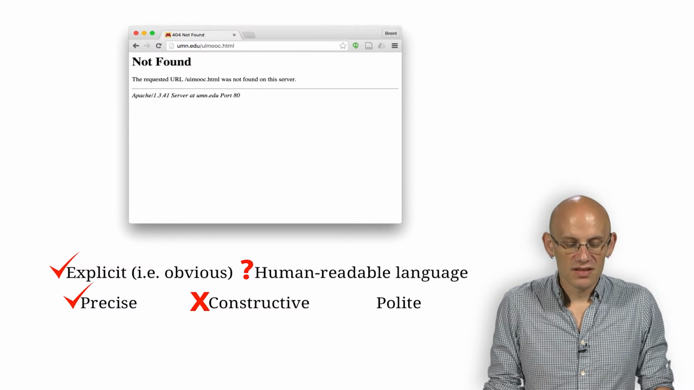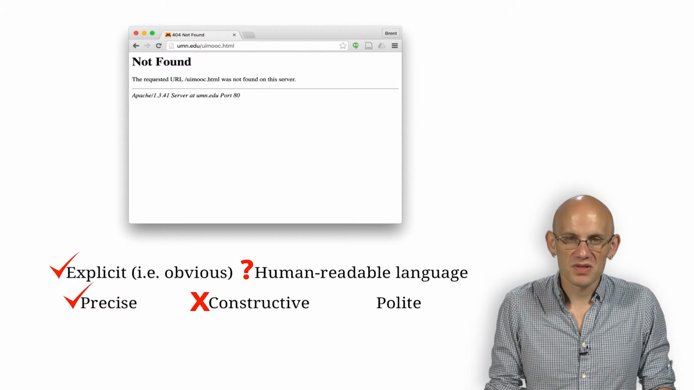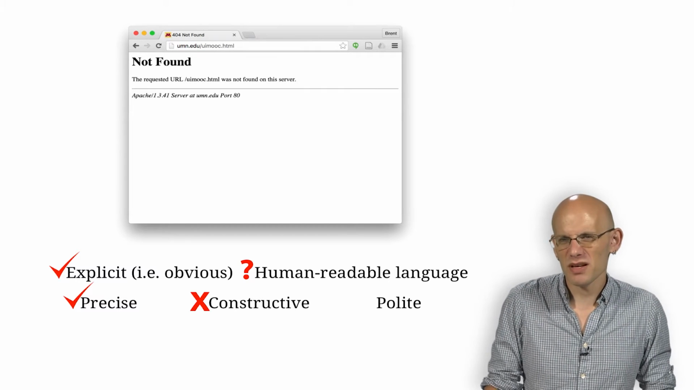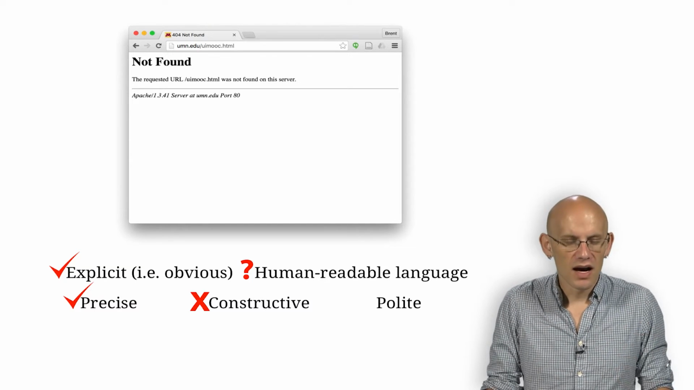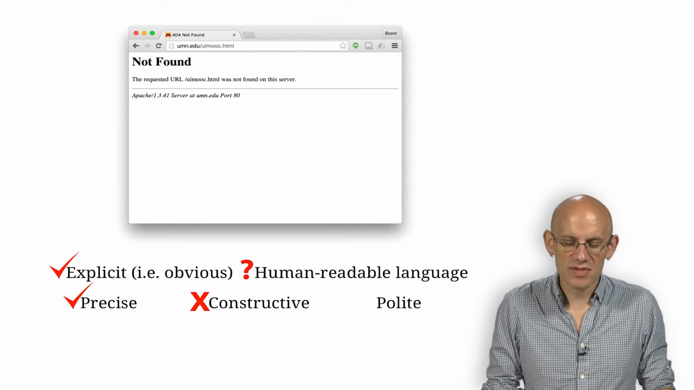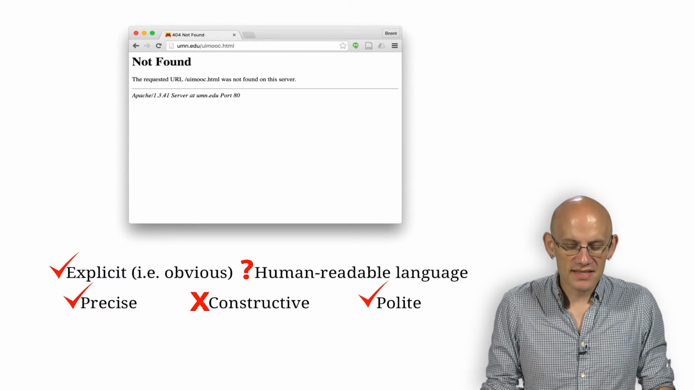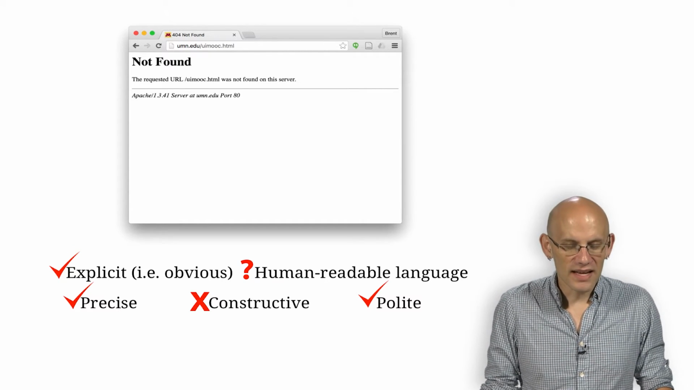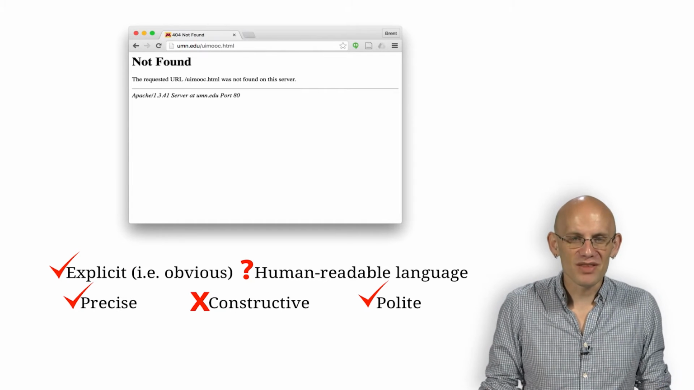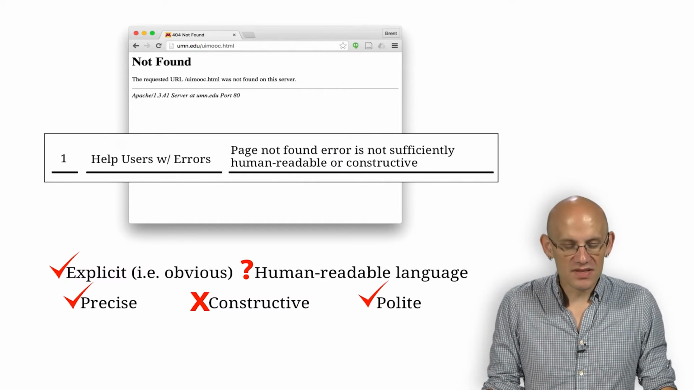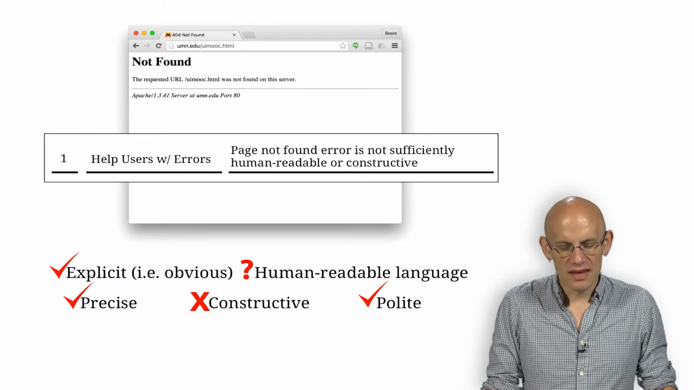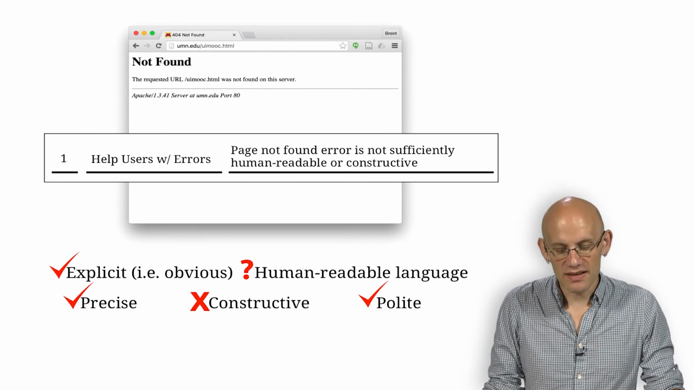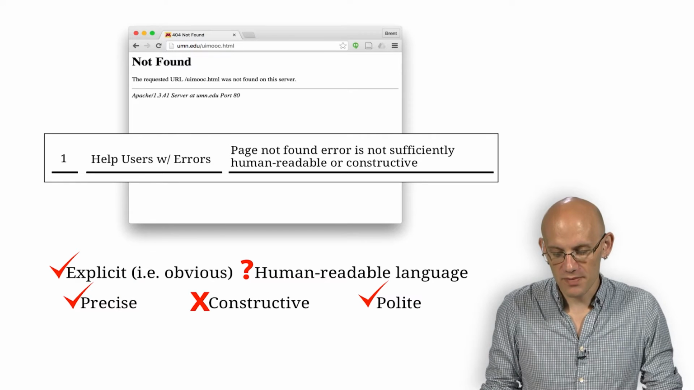Is it constructive? No, it isn't, right? It doesn't offer solutions for me. It doesn't say, maybe do you want to Google search this UIMOOC thing plus UMN? Do you want to go to the homepage? These types of things. This error message is not constructive. And lastly, I'd say it's reasonably polite. It doesn't say, hey, you idiot, you typed in the wrong URL, right? So I'm going to give this a 1 as a heuristic evaluator, just because it does an okay job, but I would prefer that the error message be more constructive, definitely, and probably more human readable as well.